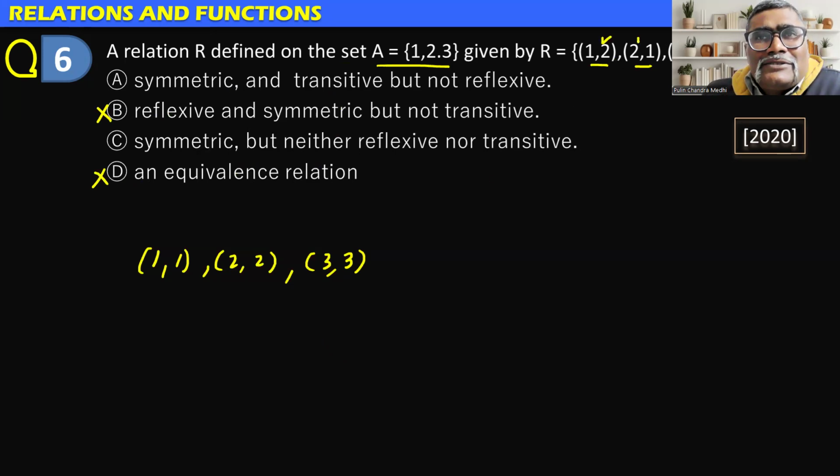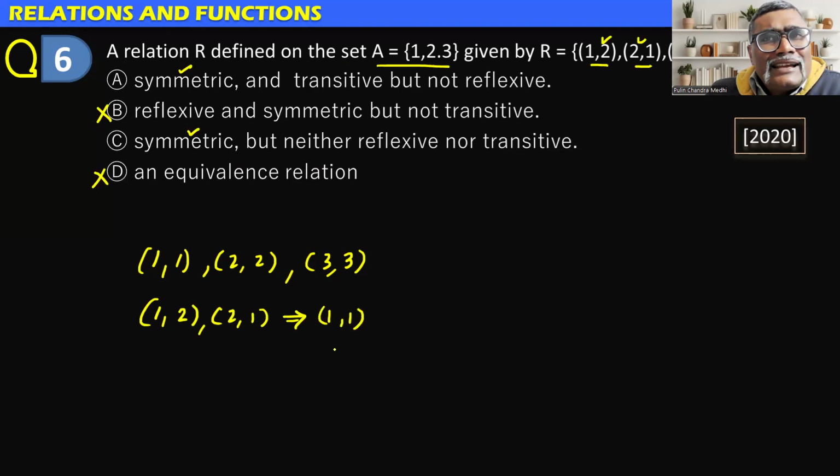Okay, next you think about the symmetric. (1, 2) is there, (2, 1) is there. Fine, this is symmetric. That means symmetric is okay. Now the last option is about the transitivity. So you have the ordered pairs (1, 2), (2, 1). So is this saying that (1, 1) is there? Can you find (1, 1)? Yes, (1, 1) is there. So transitivity for these ordered pairs is satisfied.